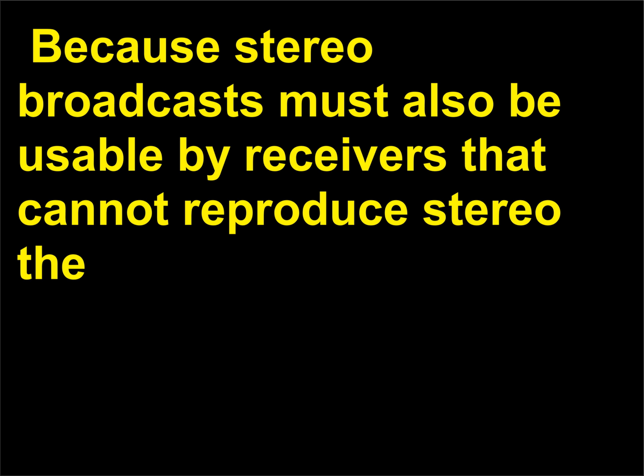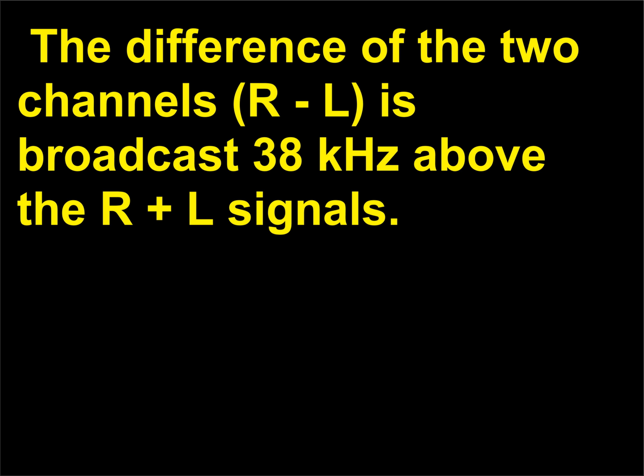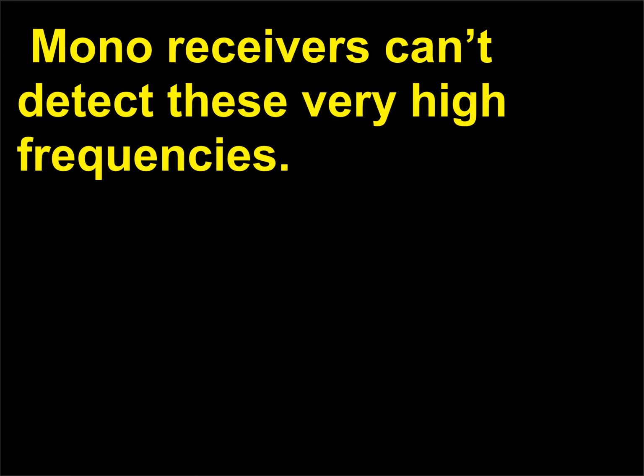Because stereo broadcasts must also be usable by receivers that cannot reproduce stereo, the signal that all receivers can detect consists of the sum of the left and right channels, R + L. The difference of the two channels, R - L, is broadcast 38 kHz above the R + L signals. Mono receivers can't detect these very high frequencies.